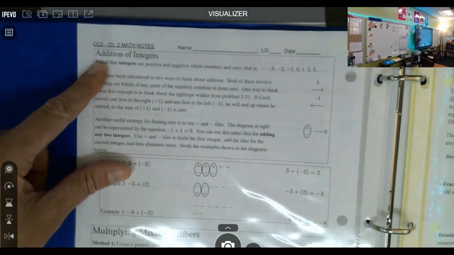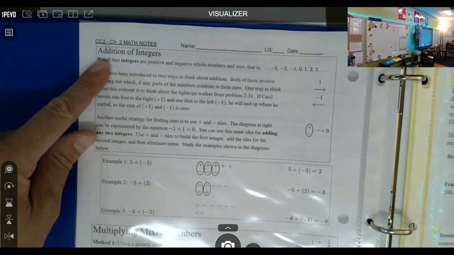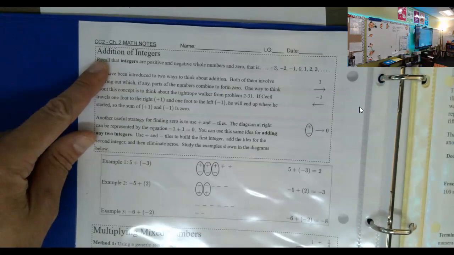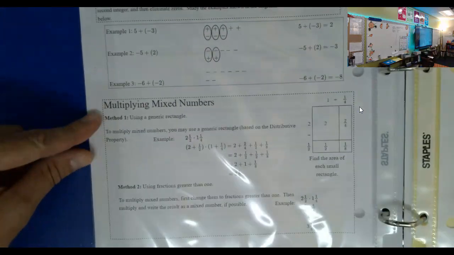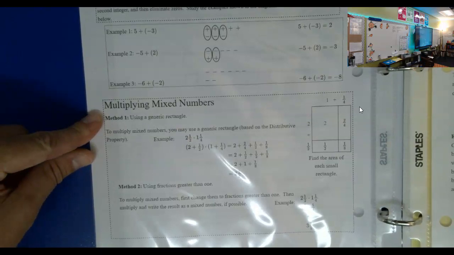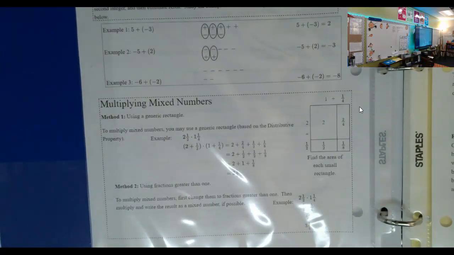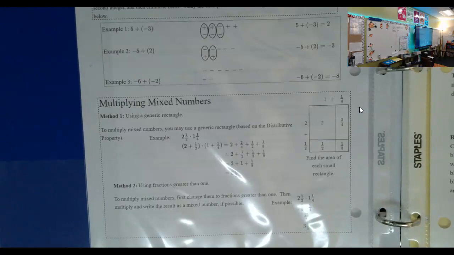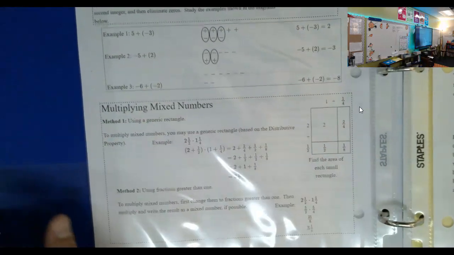I'm going through the notes, right? A lot of you have already caught on. I'm going section by section as you're putting these in. Then eventually we're going to multiply mixed numbers. We're going to use generic rectangles to do that also because without a calculator, and especially if we're doing fractions, the generic rectangle really helps us.